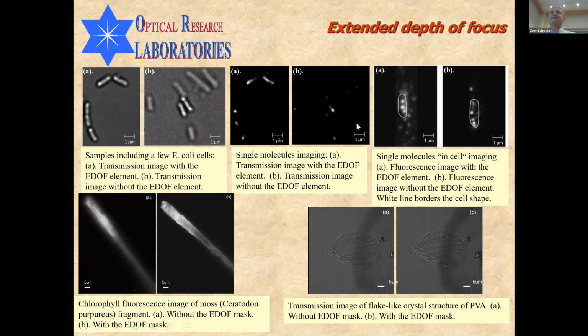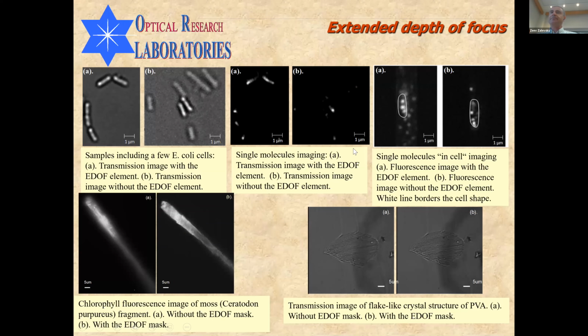You can see some experimental results here. For instance, here we image E. coli cells. This is with extended depth of focus where you see a lot of E. coli cells in focus. And here, in the case of a regular objective lens, you see only 2 E. coli cells in focus and the rest are blurred. This is single molecule imaging and so on.